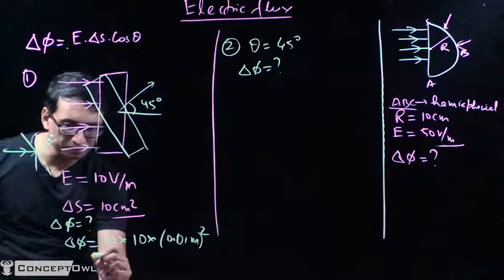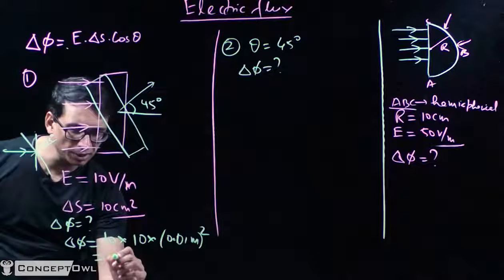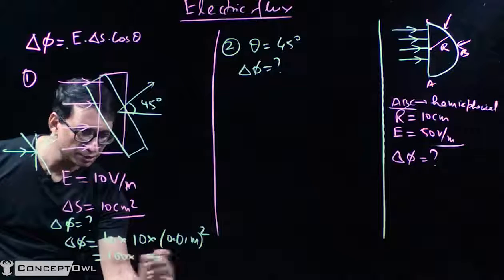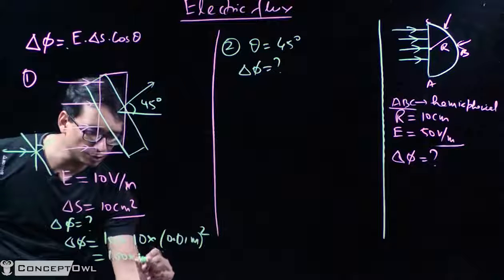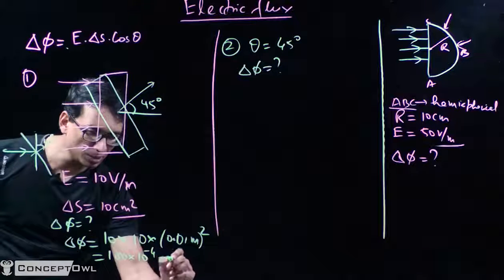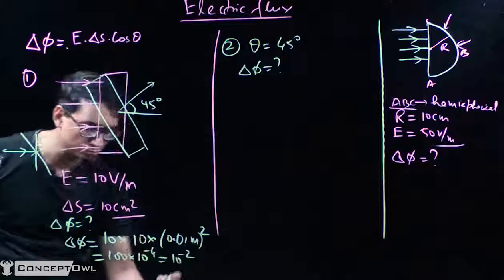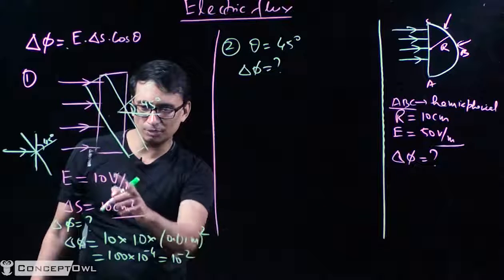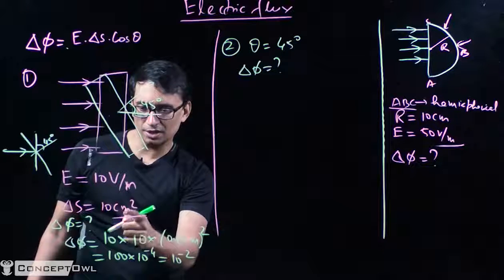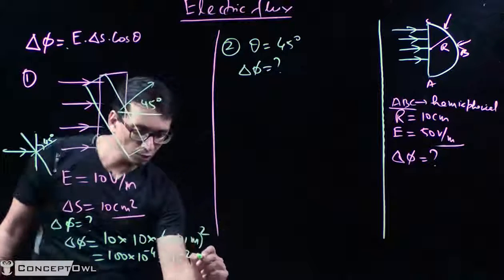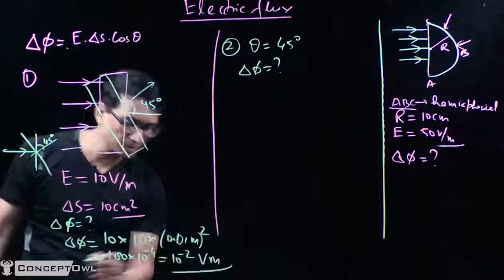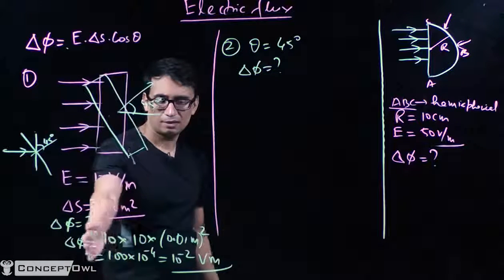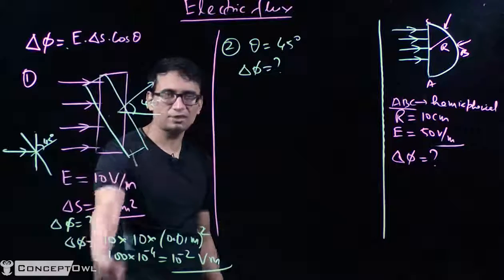So this would be 100 into 10 to the power minus 4, which is equal to 10 to the power minus 2. And what would be the unit? The unit would be volt per meter into meter square, so that would be volt meter. So this is going to be my electric flux in this case.